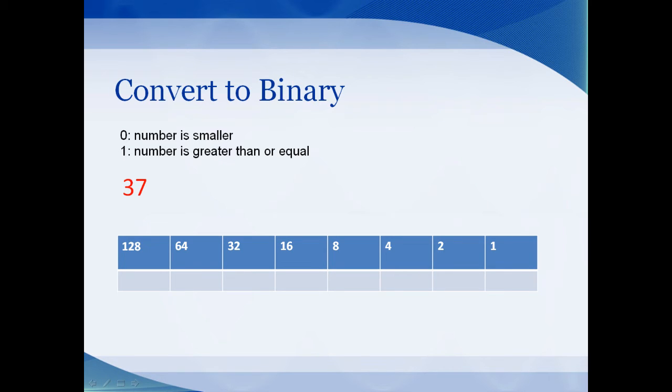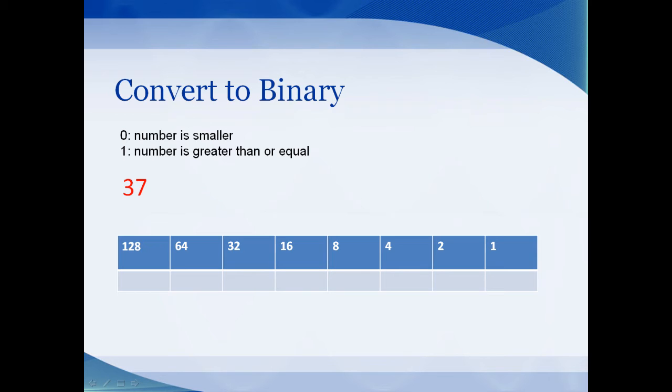Okay, now we're going to go the other direction. We have 37, and we want to convert it to a binary number. So we put in our numbers 1, 2, 4, 8, 16, all the way to 128. This is our byte of information, if you remember. Okay, so here is the rule. You're going to place a 0 if the number that we have is smaller than the place value, and you're going to put a 1 if the number is larger or equal.